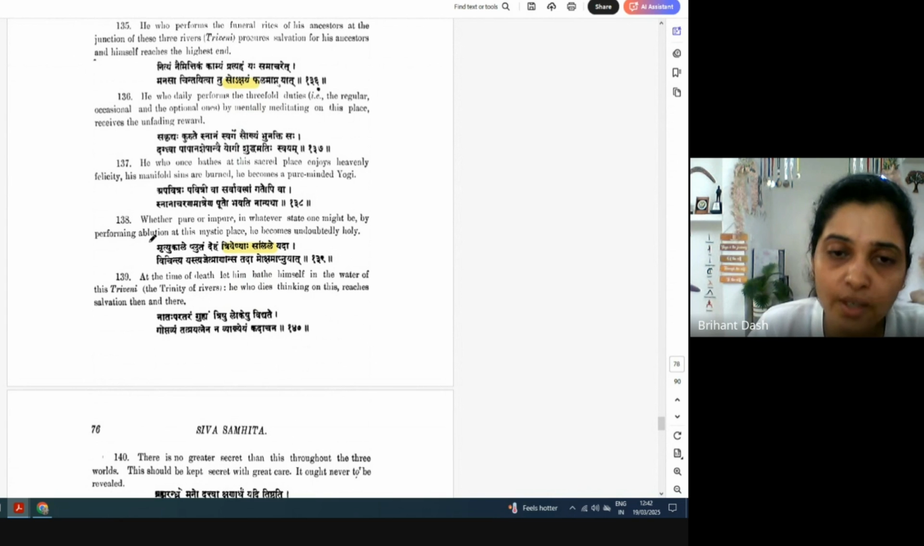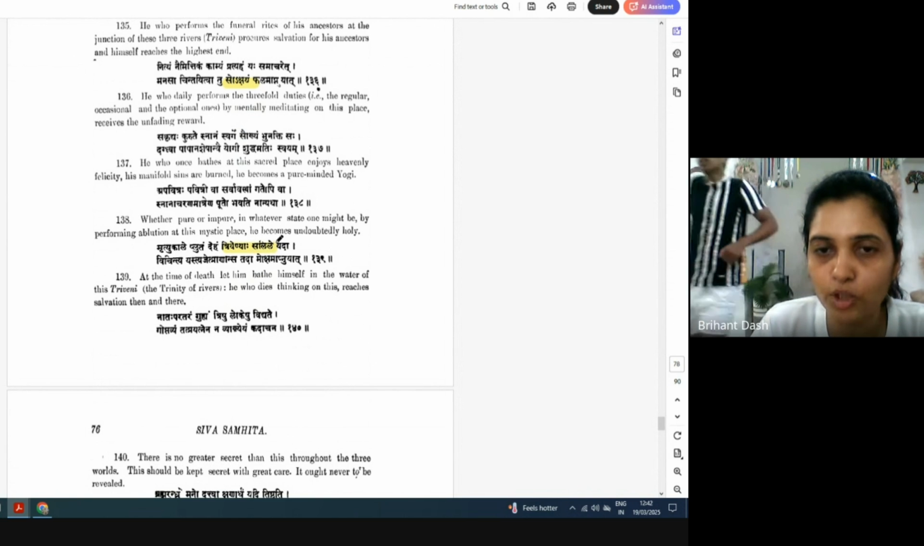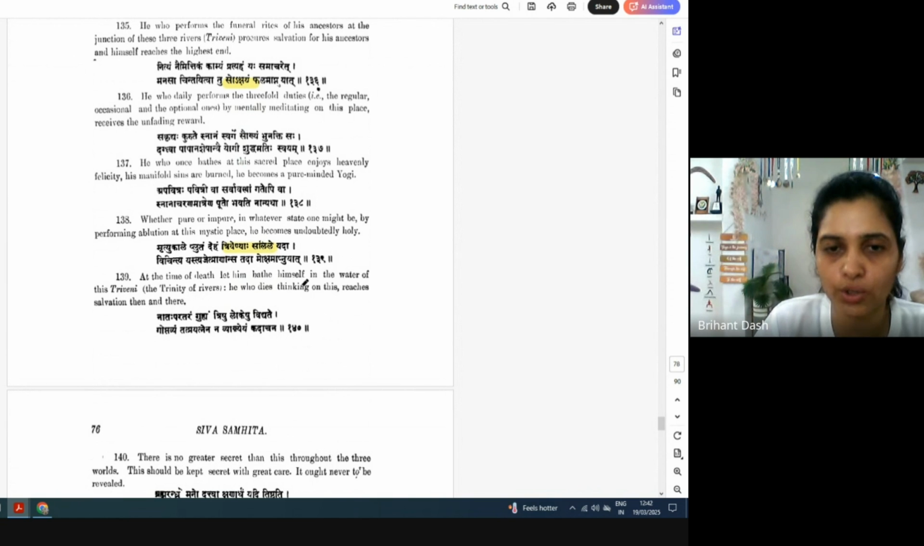Mrityu Kale, even during the death time, if you concentrate upon this Triveni Sangam and drink that nectar, Salilam is that nectar which is secreted from the Chandra, you will receive moksha.